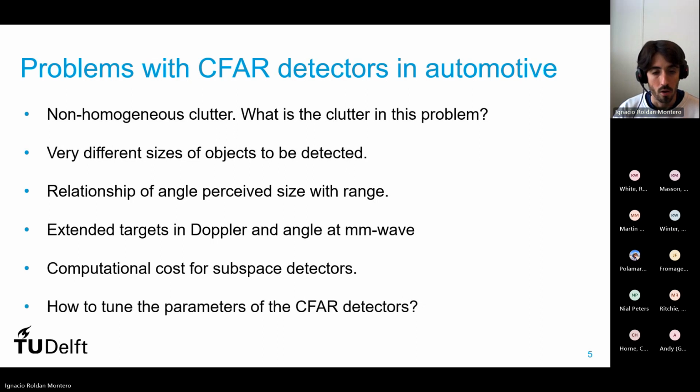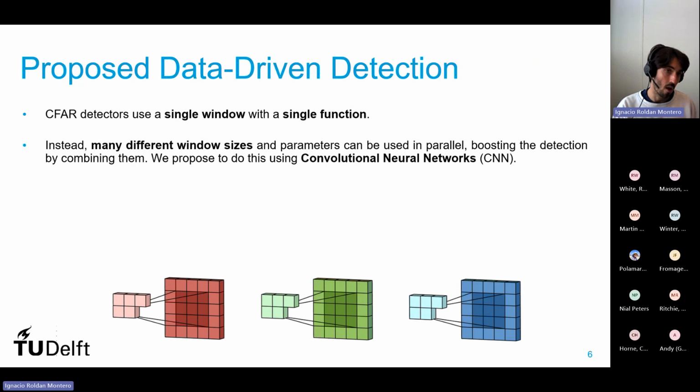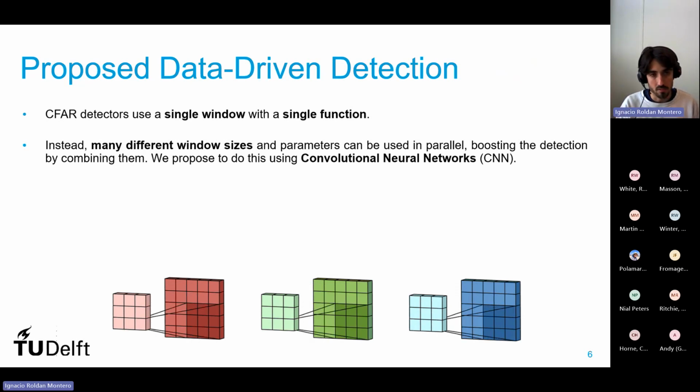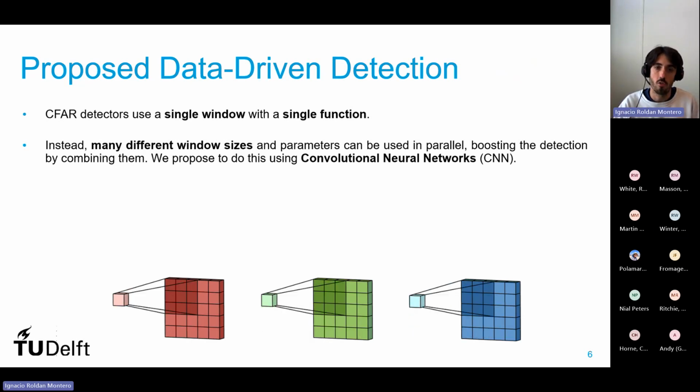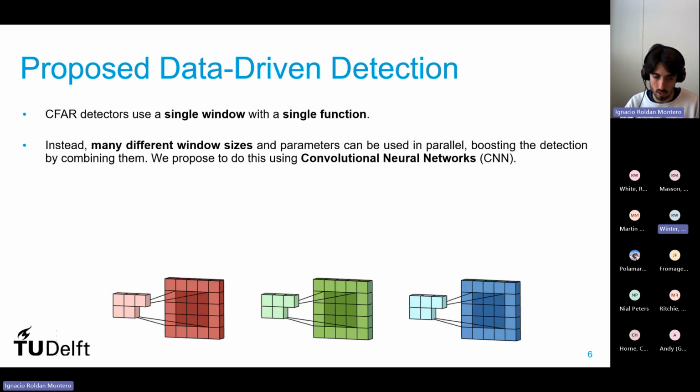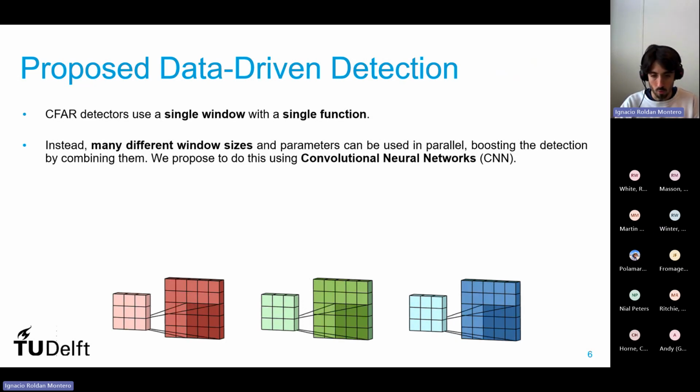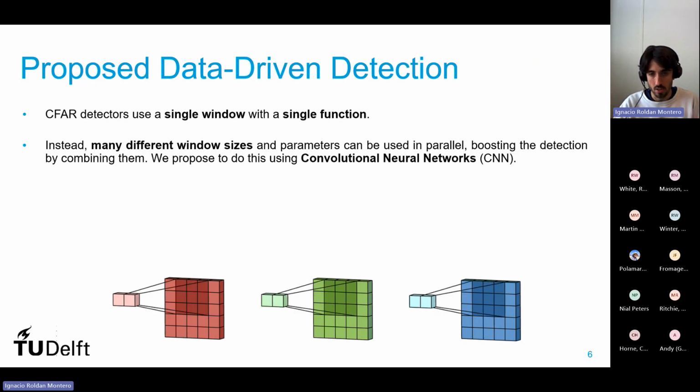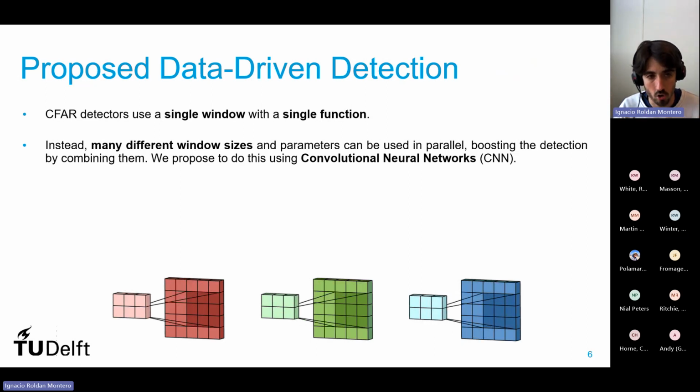So the question here is how we can tune the parameters of the CFAR detectors, such as the window sizes, given all these problems, right? So this is the main challenge. And the good thing is that window-based CFARs use a single window with a single function. If you imagine a CA CFAR, a cell averaging CFAR, you have a window size where you do an average, and then with that you estimate the average noise level.